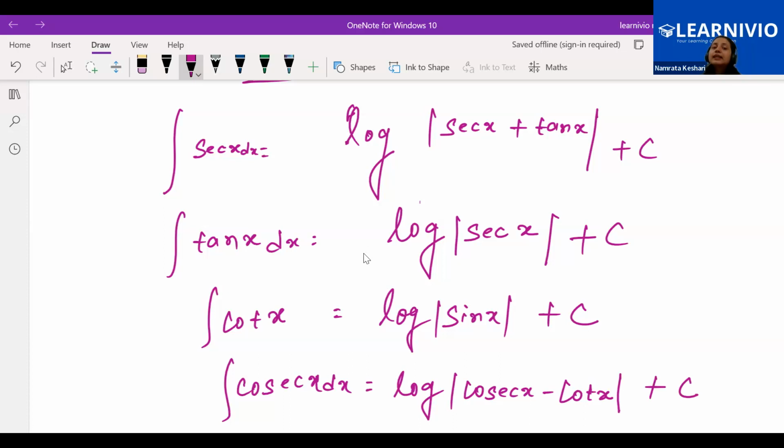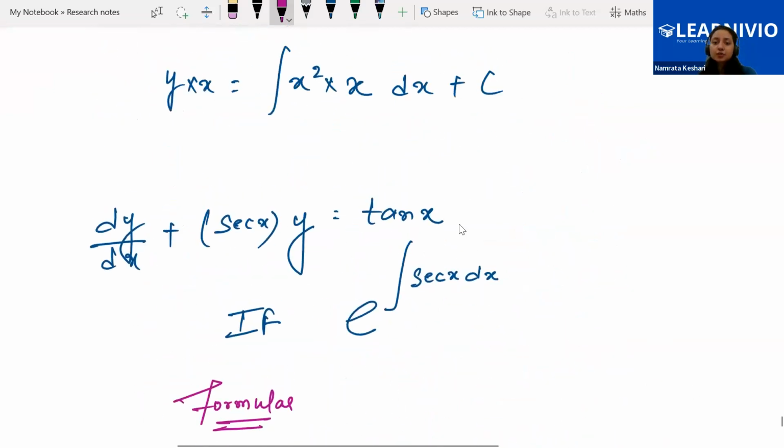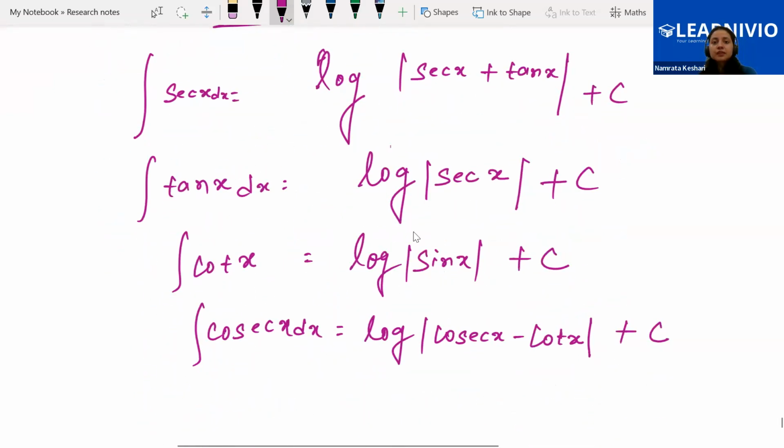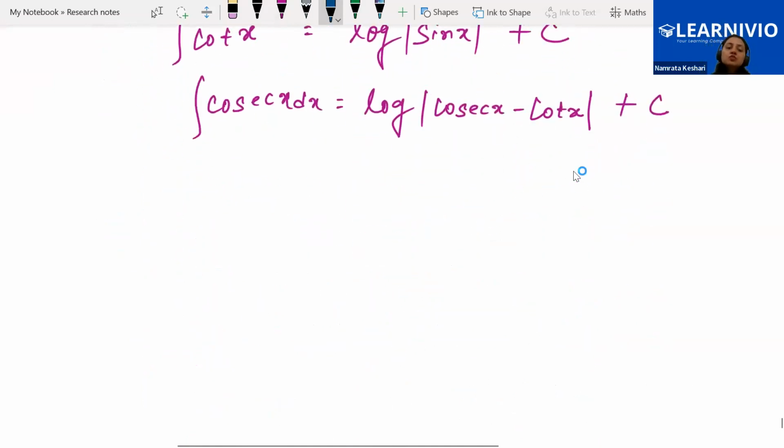Ma'am, will they directly ask us to solve it, or can we just write the formula? Do we have to solve the whole integration and show them, or can I just write it? If you have to show them, then you can show them also.